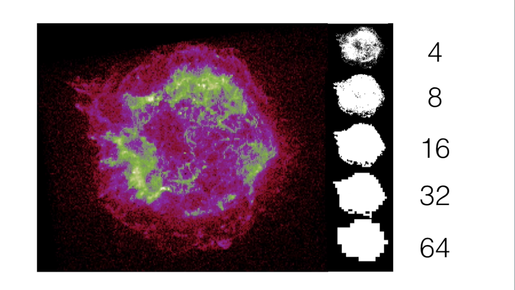I used bins of 4, 8, 16, 32, and 64 to mask the pixels on Cas-A. The 5 bitmap images shown to the right show regions where pixel values were included in spatial and temporal variability calculations.